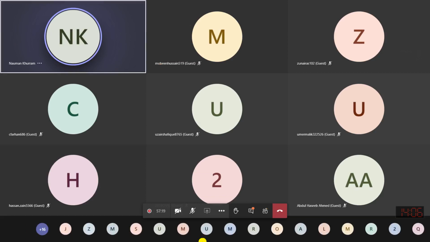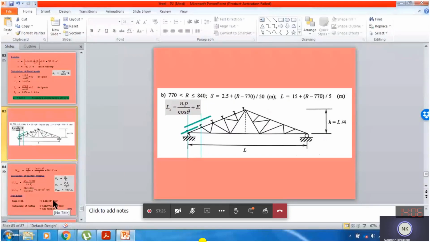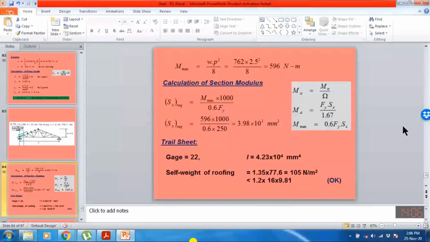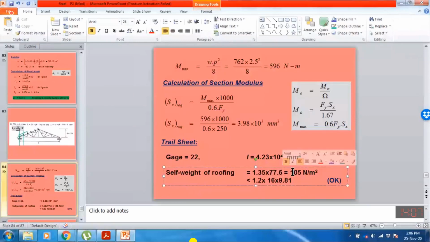Okay, can you see the slides now? Slide number 84. Please respond. Yes, sir. Okay, see here. We assume this weight 16, okay? And due to this weight, if this parameter, this factor is more, then you need to assume this weight. You understand? Or you can consider this weight 10.5 and revise the calculation.